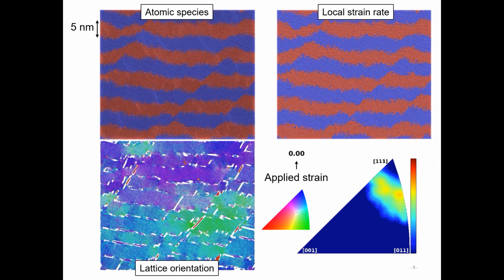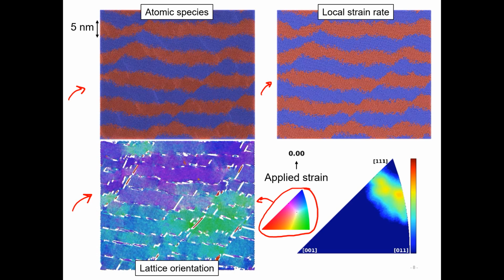So let's look in a little more detail at what's actually going on, and I'll again show you a video of the calculation with atomic species up here, local strain on the top right, that's what you've already seen. And what's new is that I will show you the lattice orientation down here. This is a color coding. This little triangle tells you the color coding of the video on the left-hand side. So this tells us the lattice orientation.